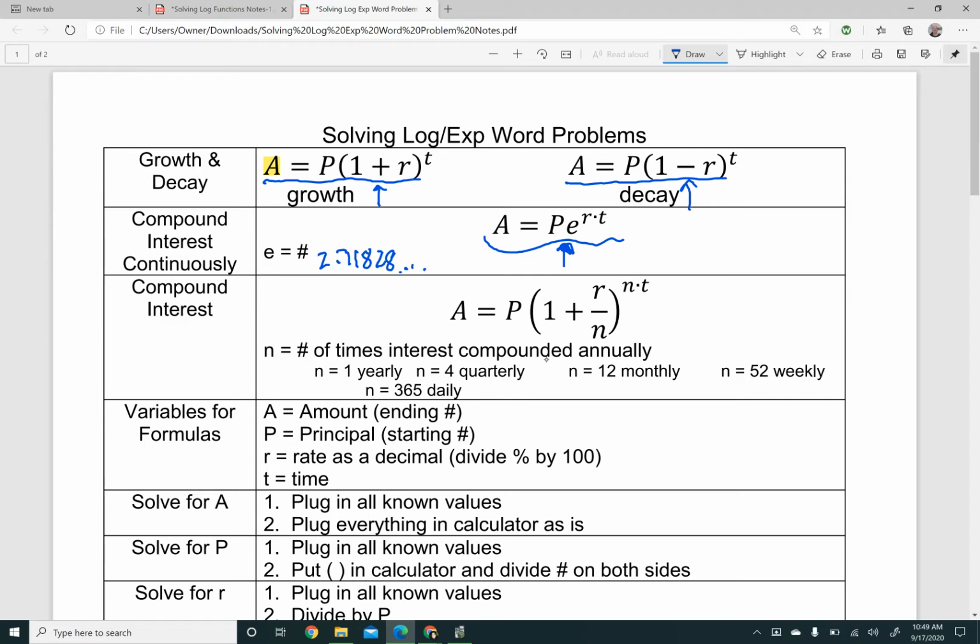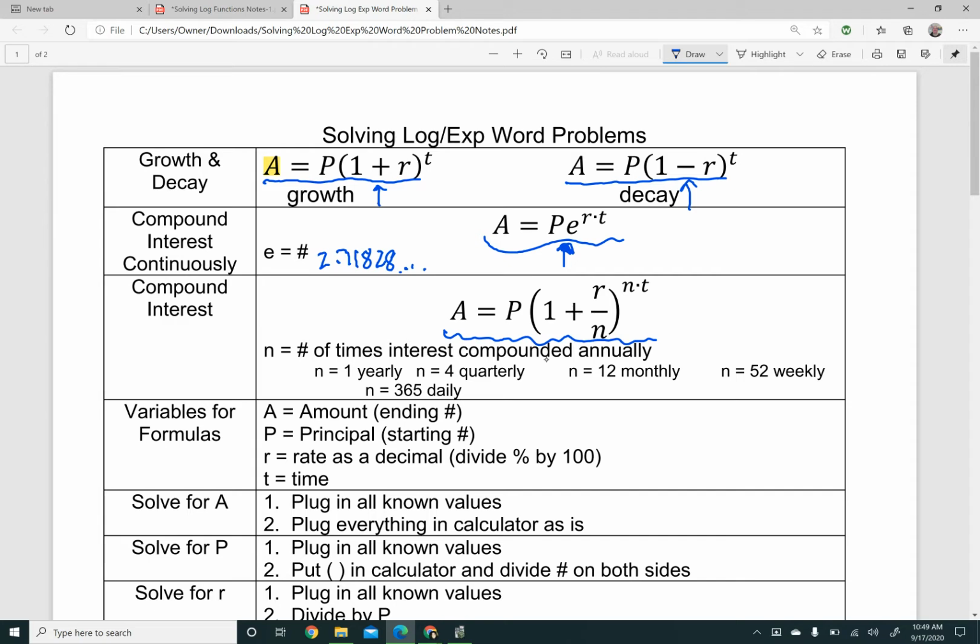So the most common formula you're going to probably be using is this formula here: A equals P times 1 plus R over N, raised to the N times T, where N is the number of times that the interest is compounded annually. So if you do it yearly, it's 1. If it's quarterly, it's 4. If it's monthly, it's 12. If it's weekly, it's 52. And 365 is daily.